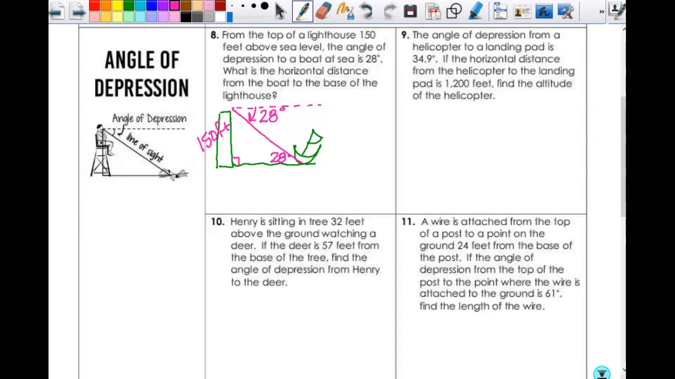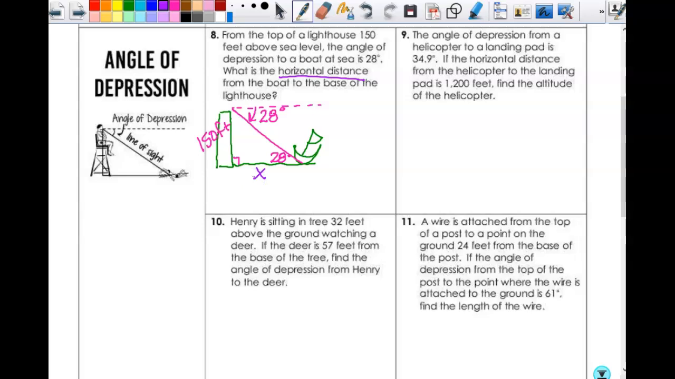Okay. So they are alternate interior angles. That's why they are congruent, because you got parallel lines cut by a transversal. All right. So then it says, what is the horizontal distance? So that's important. Horizontal distance from the boat to the base of the lighthouse. So I'm looking for this.